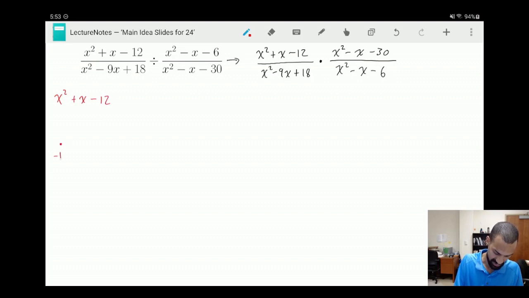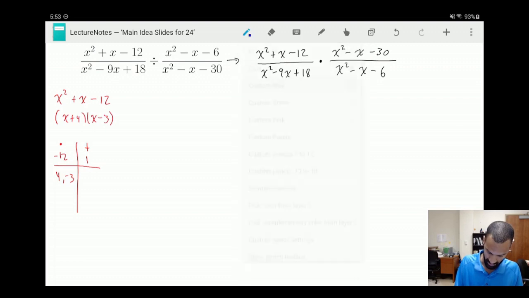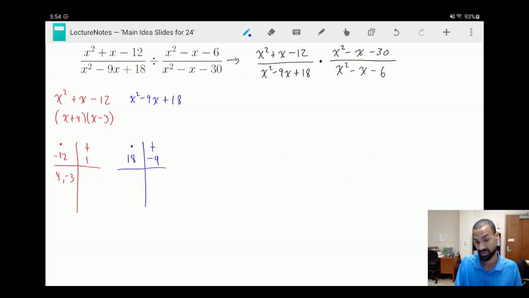X squared plus x minus 12. 2 numbers that multiply together to be negative 12, but add together to be 1. That would be 4 and negative 3. So this will factor as x plus 4, x minus 3. X squared minus 9x plus 18. I need two numbers that multiply together to be positive 18 but add to be negative 9. That would be negative 6 and negative 3. So this factors as x minus 6, x minus 3.